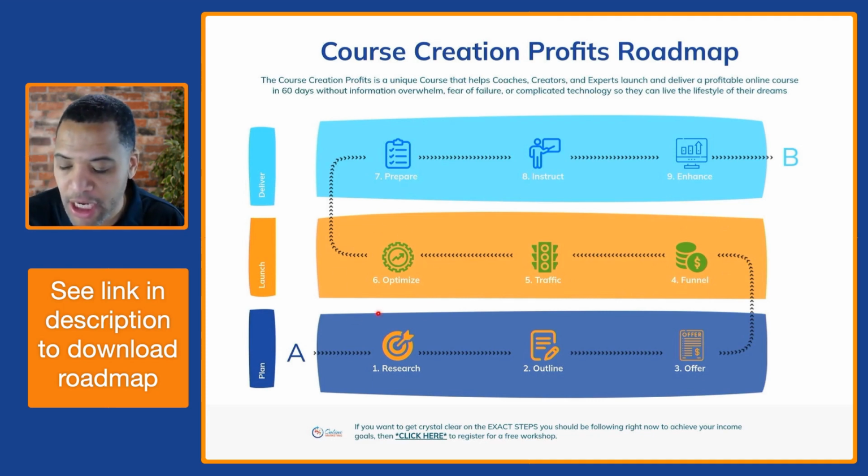Then we go into optimize. Now we've got to optimize our marketing funnel, and a marketing funnel is nothing more to me than this traffic plus your sales funnel. That's considered your entire marketing funnel. So now we've got to optimize our funnel, because obviously, guys, it's not going to be perfect the very first time we launch it. There are going to be some kinks, some things we've got to tweak and fix. And that's what the optimize stage is.